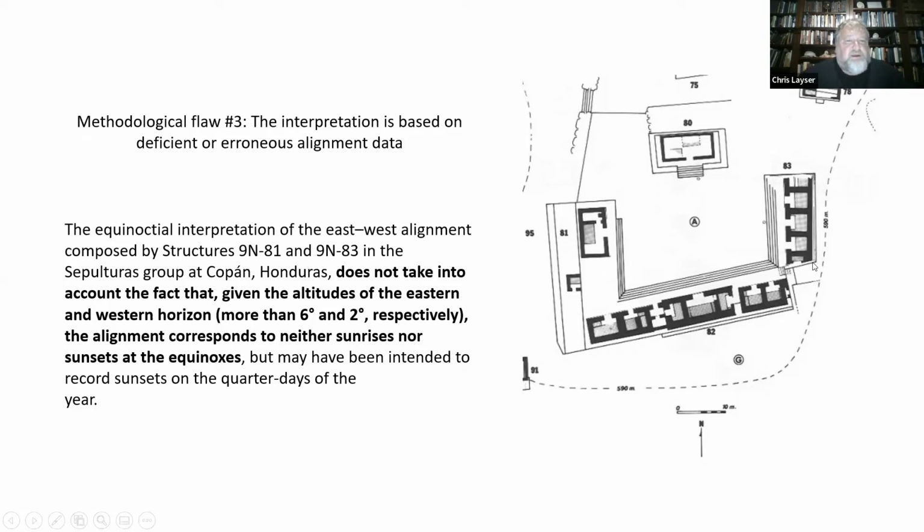He talks about how this measurement does not take into account the fact that, given the altitudes of the eastern and western horizons, more than 6 degrees and 2 degrees respectively, the alignment corresponds to neither sunrises nor sunsets of the equinox. Yet it may have been intended to record sunsets of the quarter days. So this goes back to what we said at the beginning. If you're not taking into account your horizon altitude, you're not going to come up with proper declinations, and that methodological flaw can lead you to erroneous conclusions.